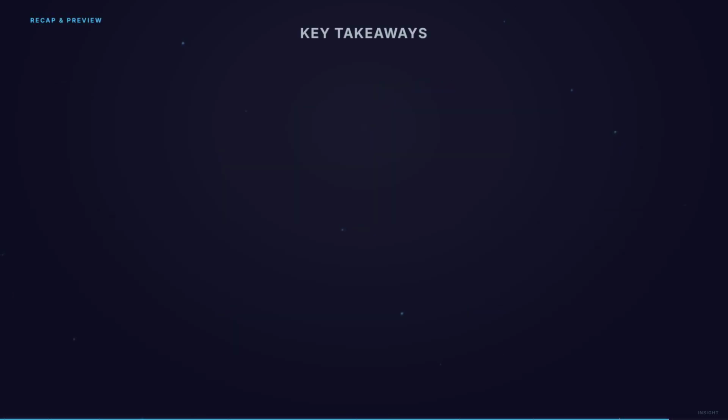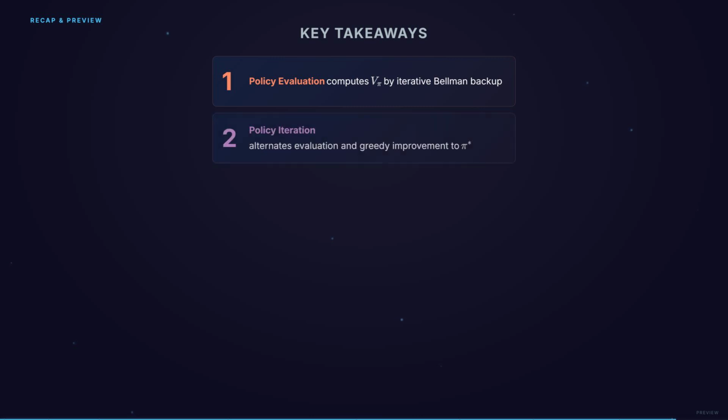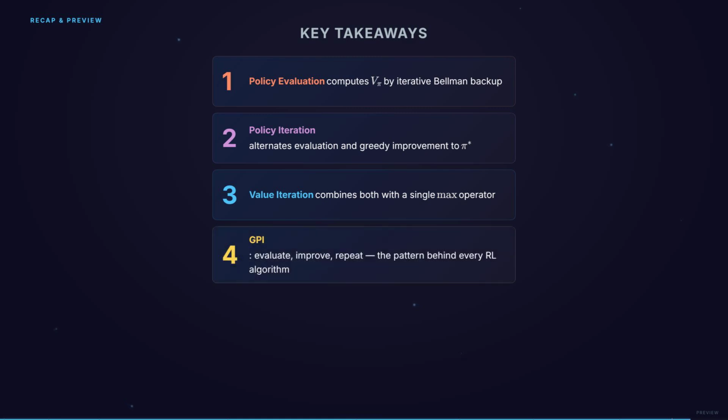Let's lock in the essentials. First, policy evaluation computes V pi by iteratively applying the Bellman equation. Second, policy improvement constructs a greedy policy from V pi, guaranteed to be at least as good. Third, policy iteration alternates between these two steps and converges to pi star. Fourth, value iteration combines them into a single update with a max operator. And the unifying idea, generalized policy iteration. Evaluate, improve, repeat. Every RL algorithm follows this pattern.